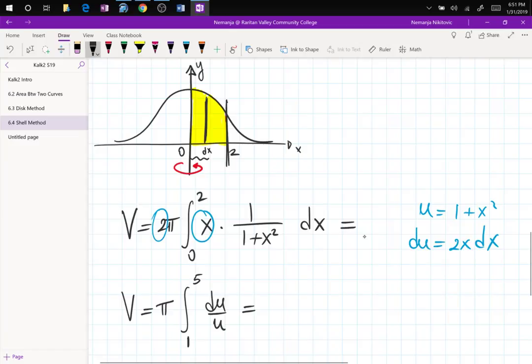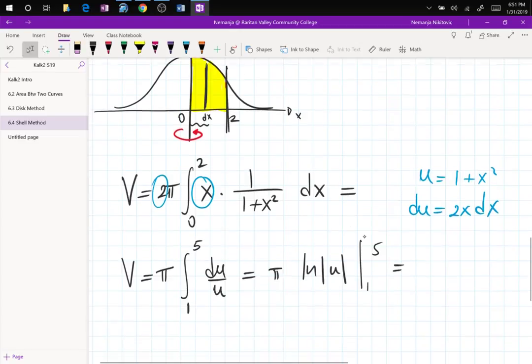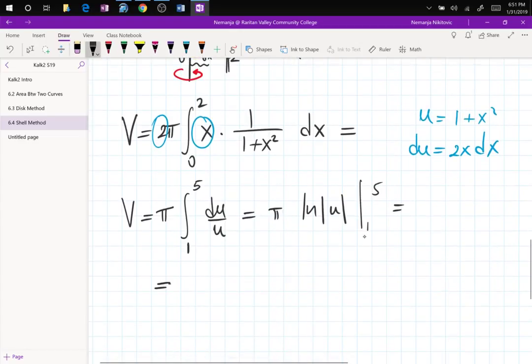What's the integral of du over u? Log of the absolute value. Thank you. So ln u in absolute values from 1 to 5. This is now equal to pi, we have now ln 5 minus ln 1. We don't need absolute value anymore because we are plugging in positive 5. We're plugging in positive 1. So no need for absolute value anymore.